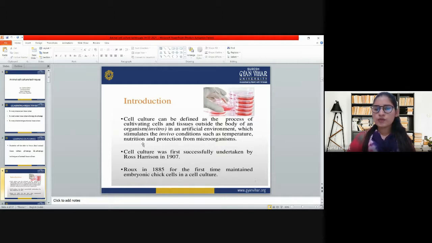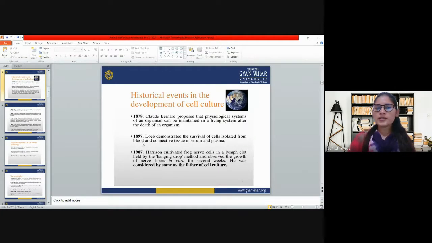Cell culture was first successfully undertaken by Ross Harrison in 1907, and Roux in 1885 for the first time maintained embryonic chick cells in a cell culture. Now, talking about the historical events in the development of cell culture, it started in 1878. Claude Bernard proposed that the physiological system of an organism can be maintained in a living system after the death of an organism.